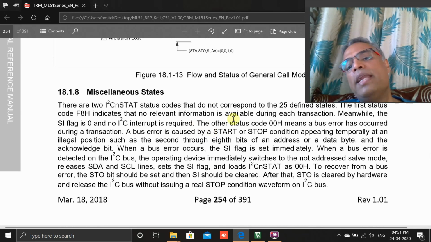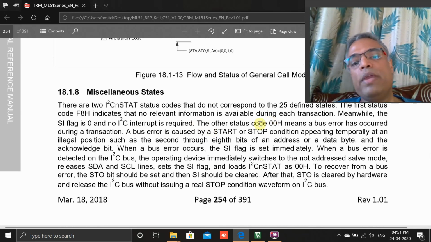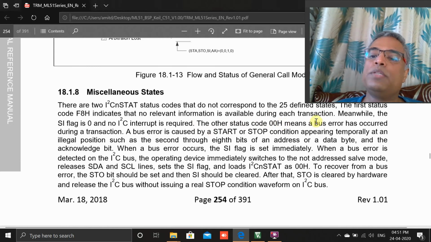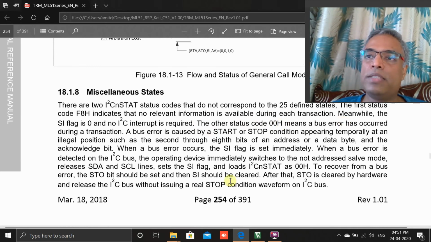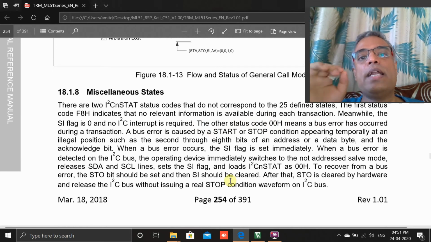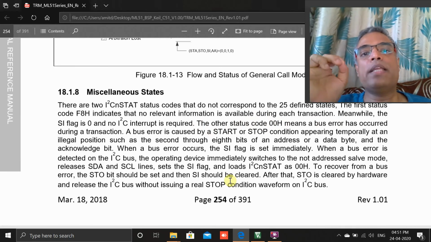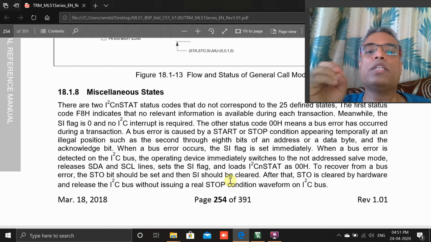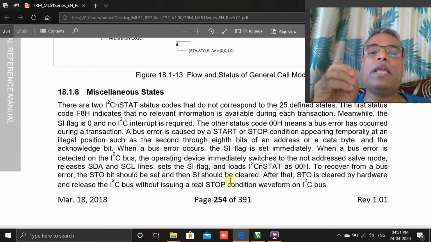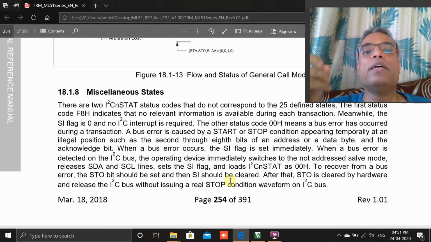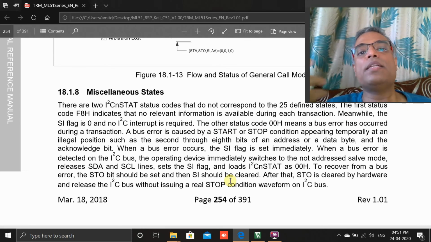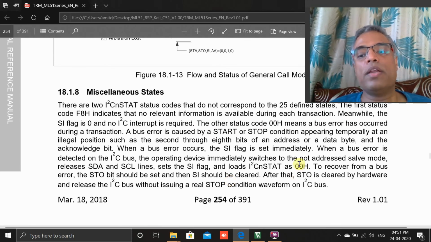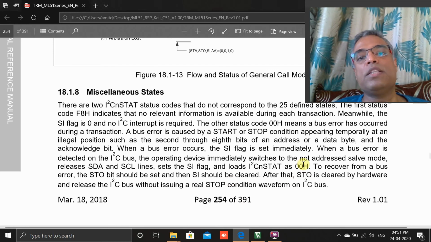Okay, so there are just a few things here. You may get a status code of 00H. A status code of 00H means a bus error has occurred. So what is a bus error? Basically, a bus error means that you are expecting a start or a stop condition and the I2C master does not receive one at that point of time. Say in between a data packet, let's say the third bit, if it receives a start or a stop condition, then it understands that there is some problem with the bus and it will generate a 00 status code. That means that your bus is in error.